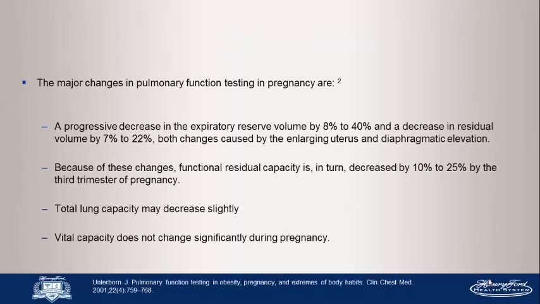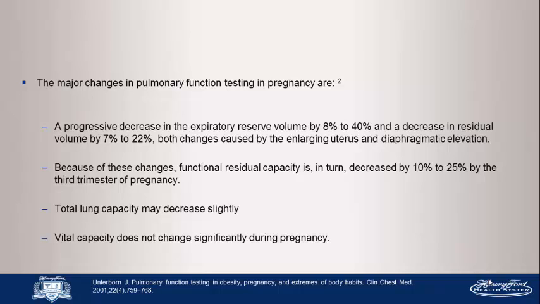In summary, the major changes that happen in PFTs in a pregnant woman: there will be a progressive decrease in the expiratory reserve volume. This starts at a minimum of 8%, then gradually increases to up to 40%. The residual volume as well decreases from 7% to 22%. And both of them, as you can imagine, happen because of the enlarging uterus and the diaphragm pushing up, so you really don't have enough space for reserve in there. Because of these changes, functional residual capacity in turn will decrease by 10 to 25% by the third trimester of pregnancy. Since these changes, the total lung capacity will slightly decrease as well.